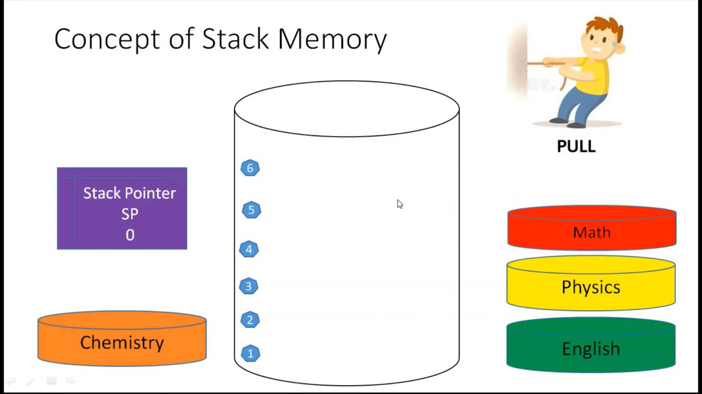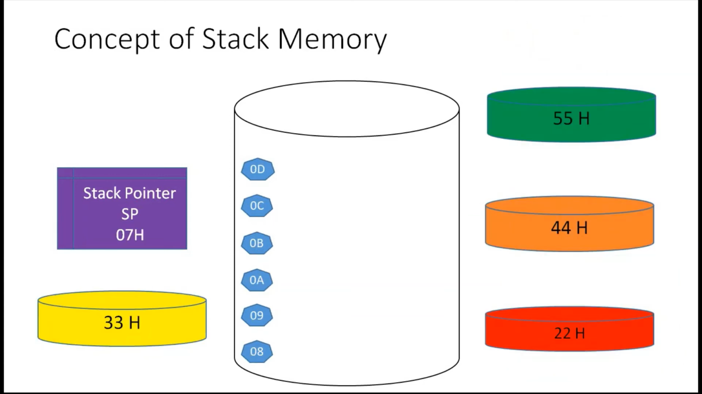Now this same theory of bucket and books we will use for our actual 8-bit information which we will store in the stack memory. For that purpose we have these conditions: our stack pointer is at 07H and we have 4 data bytes 22, 33, 44 and 55H, and we have a few empty memory locations. By default, whenever you reset your 8051 microcontroller, you will get the value 07H in the stack pointer, correct?